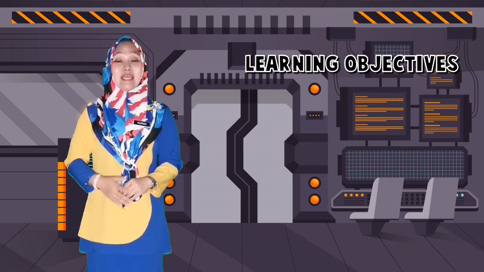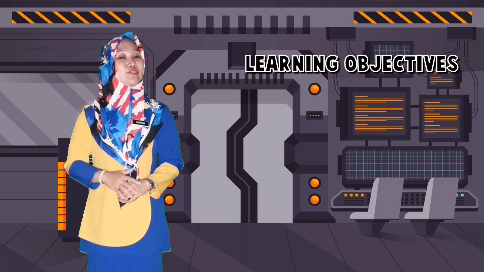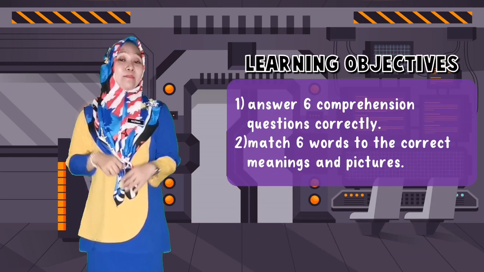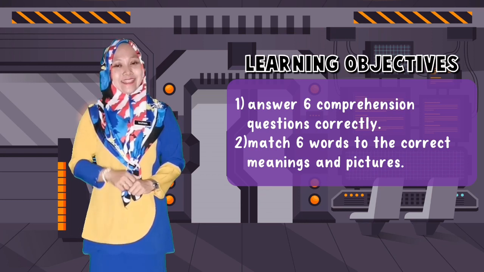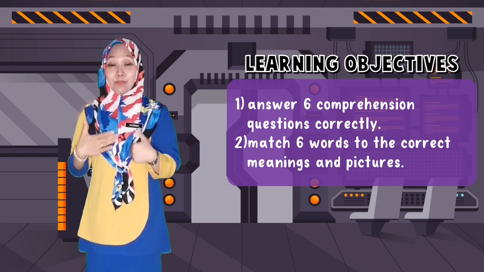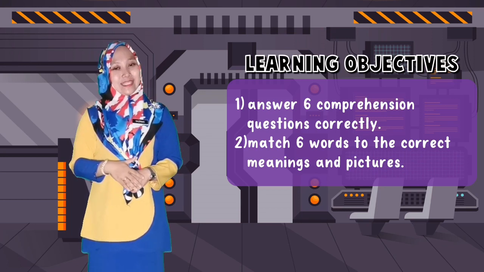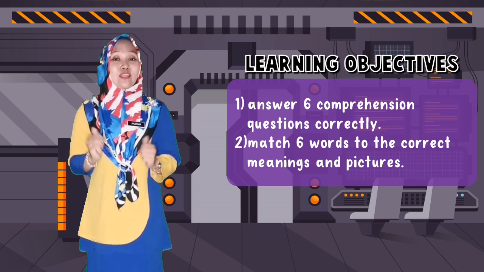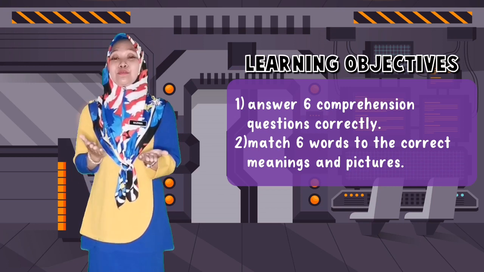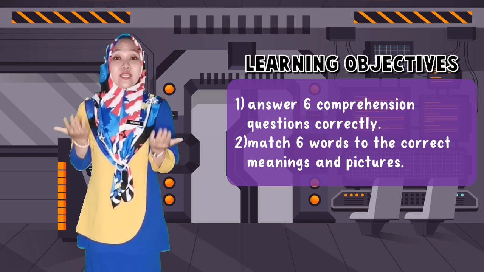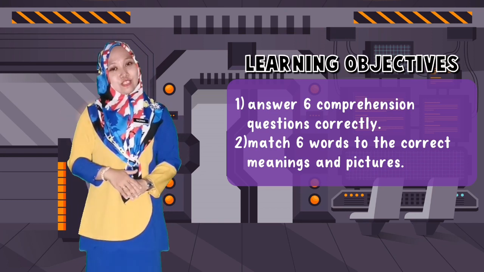Let us look at the learning objectives for today's lesson. Number 1, by the end of today's lesson, you will be able to answer 6 comprehension questions correctly. Number 2, by the end of today's lesson, you will be able to match 6 words to the correct meanings and pictures.